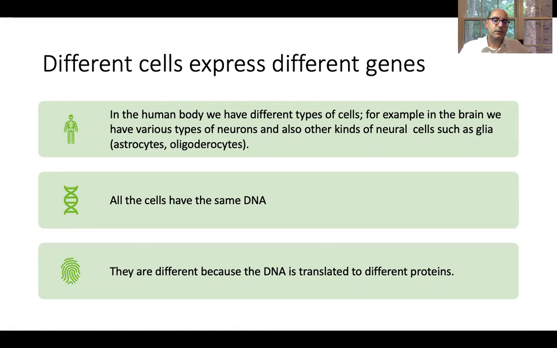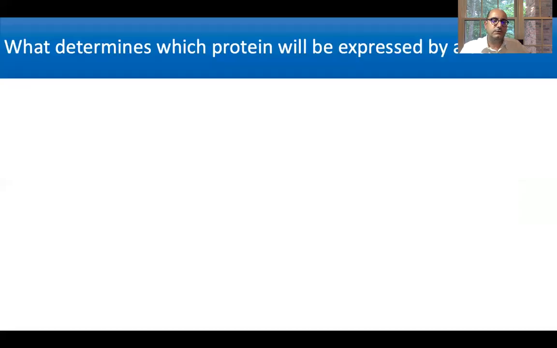We all know that different cells express different genes. In the human body, we have different types of cells. For example, in the brain, we have various types of neurons, and also other kinds of cells that are not neurons. Those could be glia or astrocytes or oligodendrocytes and so on. Now we all know that all the cells in the body contain the same DNA, but they are very different phenotypically because the DNA is translated into different proteins.